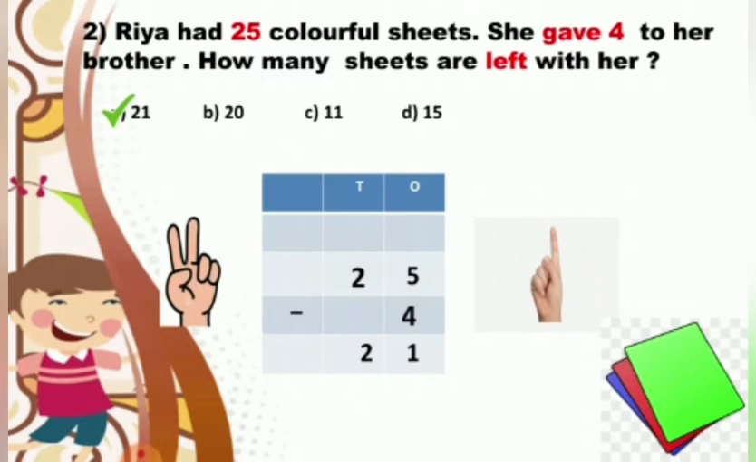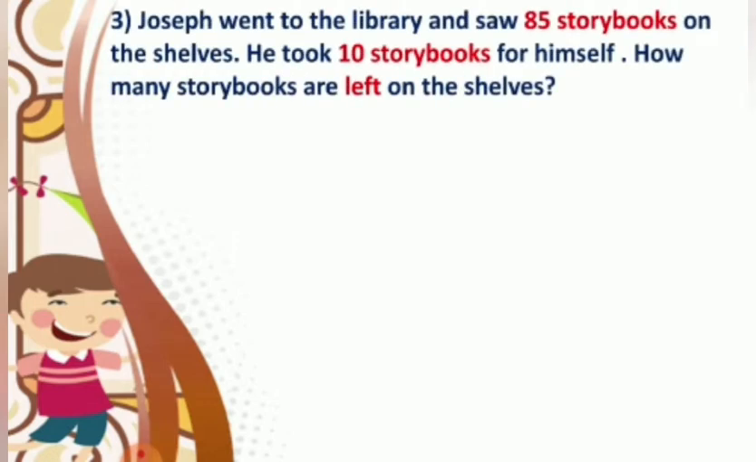Now let us move to the third question. Joseph went to the library and saw 85 story books on the shelves. He took 10 story books for himself. How many story books are left on the shelves?